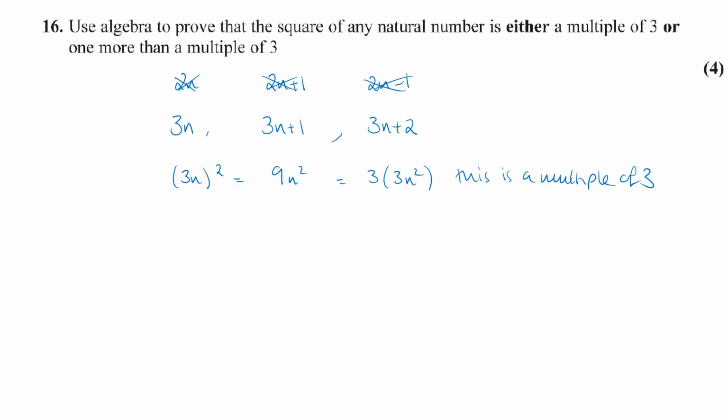We've taken the 3 out on the front, and then let's try the next one. (3n plus 1) all squared. So that's going to be 9n squared plus 6n plus 1, which is 3(3n squared plus 2n) plus 1, which is 1 more than a multiple of 3.